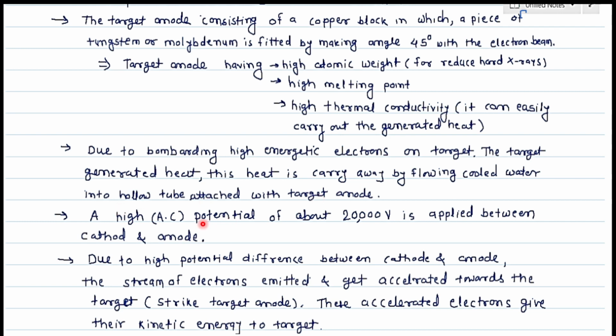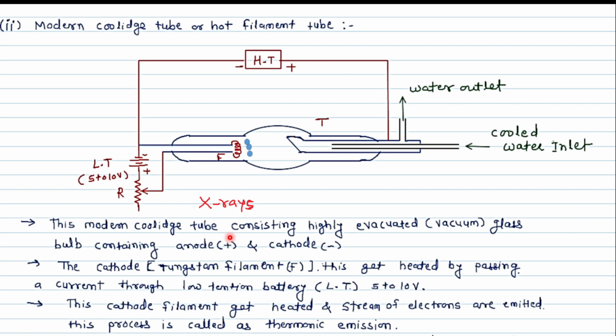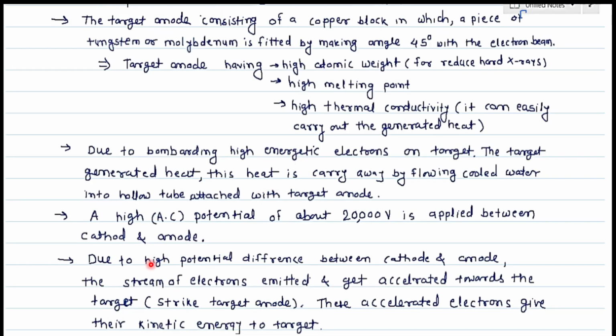A high AC potential of about 20,000 volts is applied between the cathode and anode. Due to the high potential applied across the cathode and anode, these electrons are accelerated towards the anode with high kinetic energy. Due to this high potential difference, the stream of emitted electrons gets accelerated toward the target and strikes it. These accelerated electrons give their kinetic energy to the target.